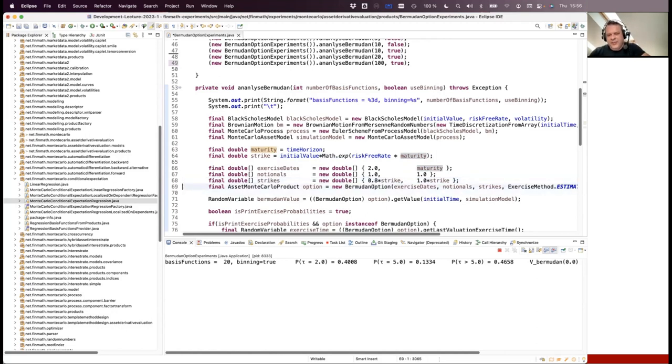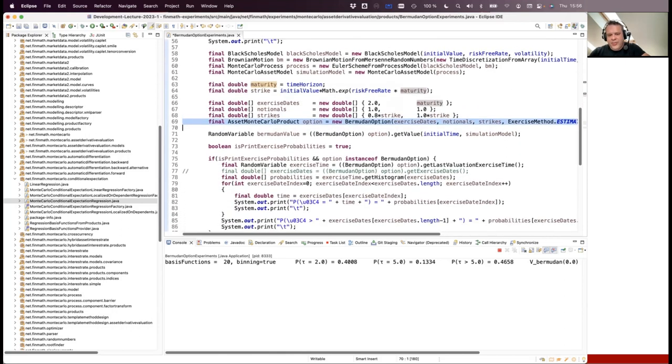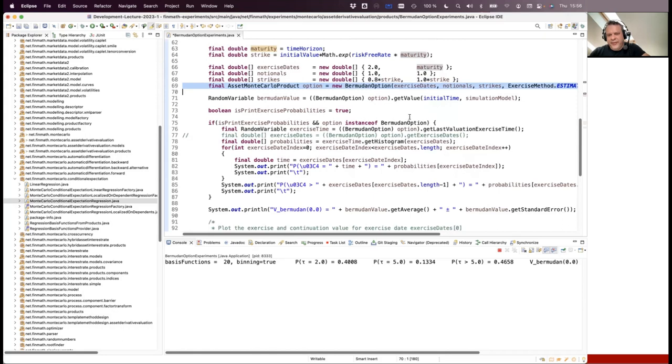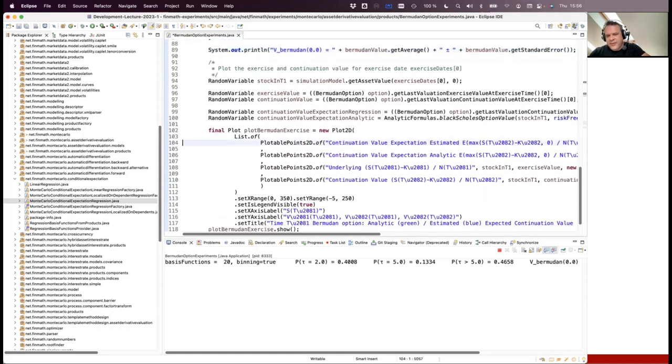Then I create my Bermudan option and I print a little bit of information, and I plot a few things.